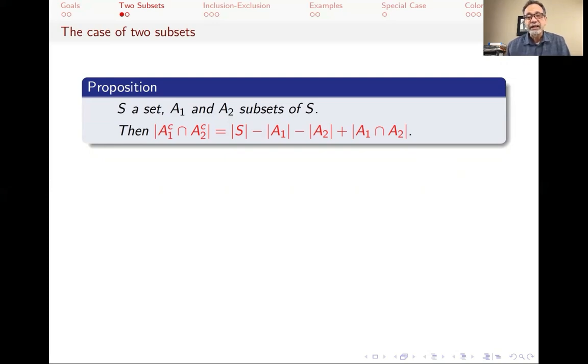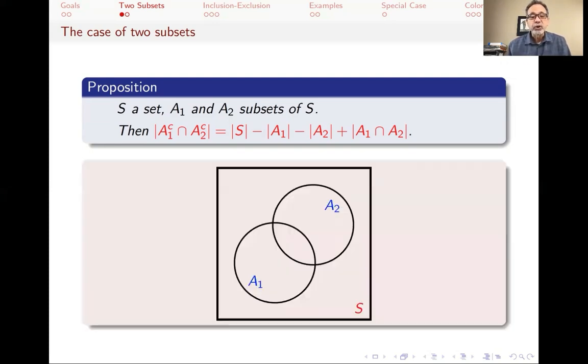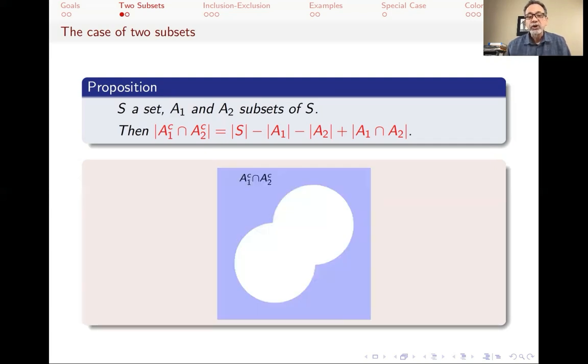One way to see that is by looking at a Venn diagram. So here's this set S, the big square is all the elements of S, and A1 and A2 are two subsets. And what do I want? I want the number of elements that are in A1 complement intersection A2 complement. Which ones are those? Those are the elements outside, the elements that are not in A1 and also not in A2. Those are the elements that are in A1 complement intersection A2 complement. That's what I want to count.